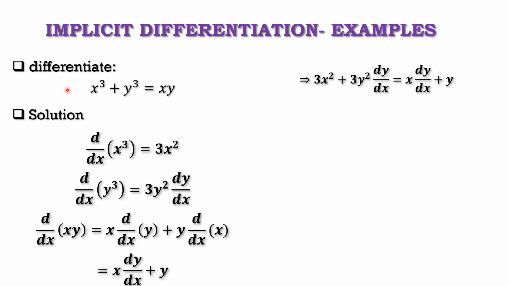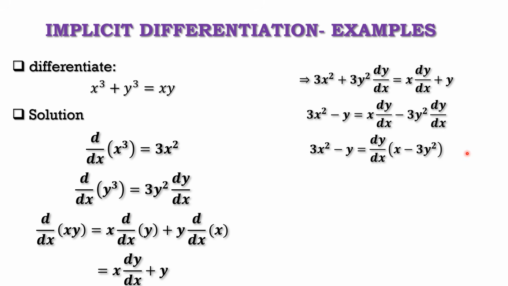So we have 3x squared for the derivative of x cube, plus the derivative of y cube being 3y squared dy over dx, which is equal to the derivative of xy, which is x dy over dx plus y. Then we group the term containing the dy/dx in a positive form. So we maintain this, then bring this 3y squared dy over dx across the equal sign, and it will now change to be negative. So here we factorize dy/dx outside, then put the rest of the expression in a bracket as you see here. So that will be x minus 3y squared in a bracket.